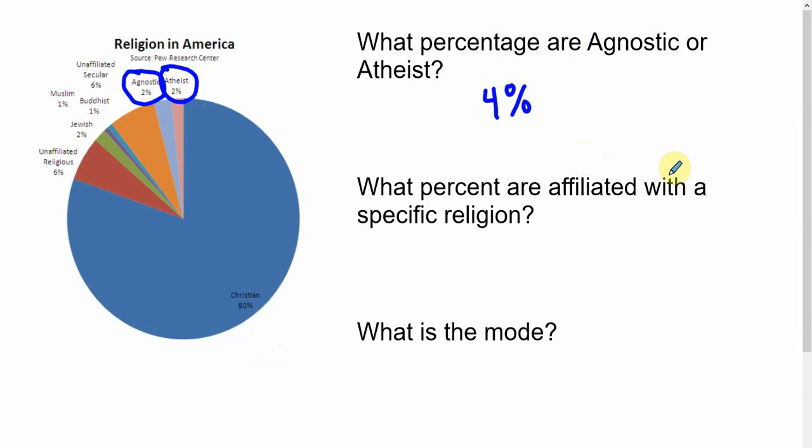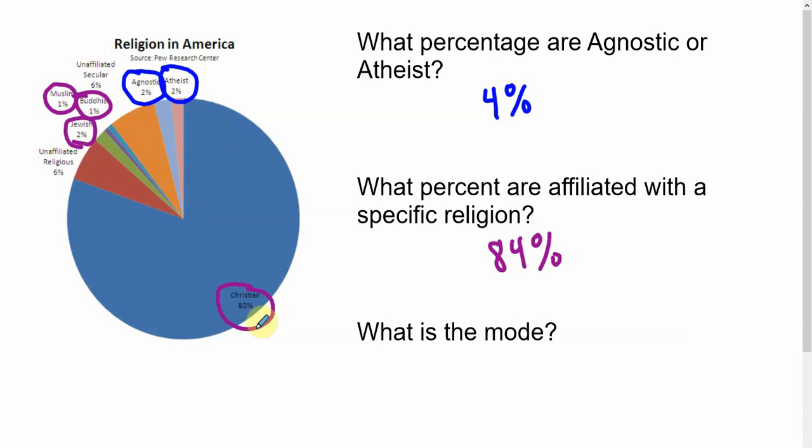What percent are affiliated with a specific religion? Okay, so for this one, let's see, what are the specific religions? Christian is a specific religion, Jewish, Muslim, Buddhist. Unaffiliated, that's not a specific religion. Unaffiliated, agnostic, and atheist, we will not consider those to be specific religions, so it's these four. So we add them together, 82, 83, 84, 84%.